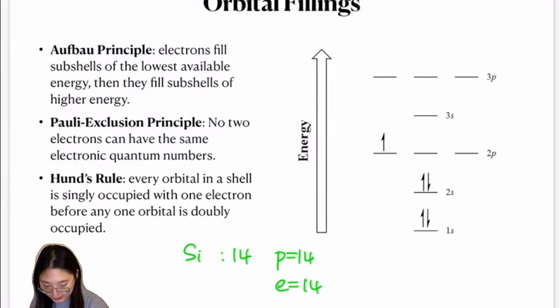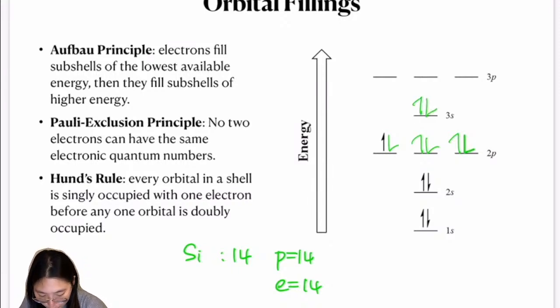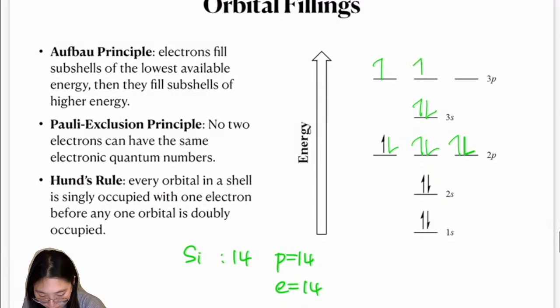Okay, so now we're given 1, 2, 3, 4, 5. Where do I put the 6th electron? It must be here because I need to occupy each of the orbitals before pairing them. So it should be 1, 2, 3, 4, 5, 6, 7, 8, 9, 10. Okay, 10 electrons. Now we have 4 more: 10, 11, 12, and then 13, 14.